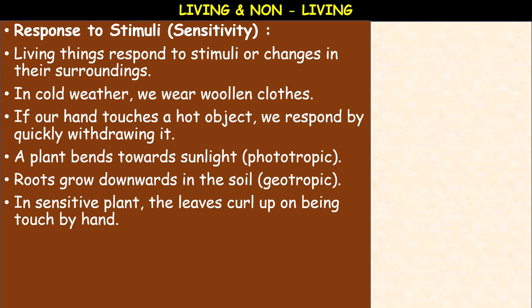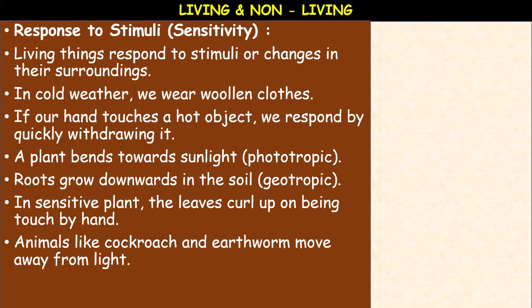In sensitive plants, the leaves curl up on being touched by hand. This is called thigmotropic movement, the response to touch. Okay, example, touch me not plant, Mimosa pudica. The animals like cockroach and earthworm move away from the light. They move away from the light. So, they are photophobic. Okay, that is the response to light.